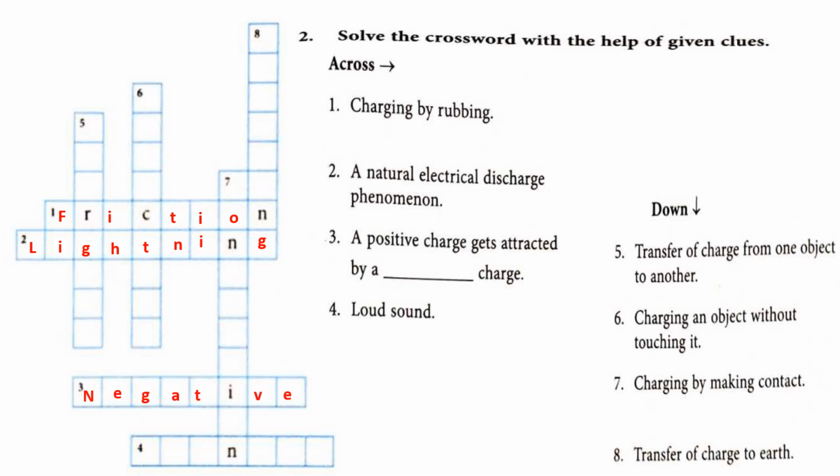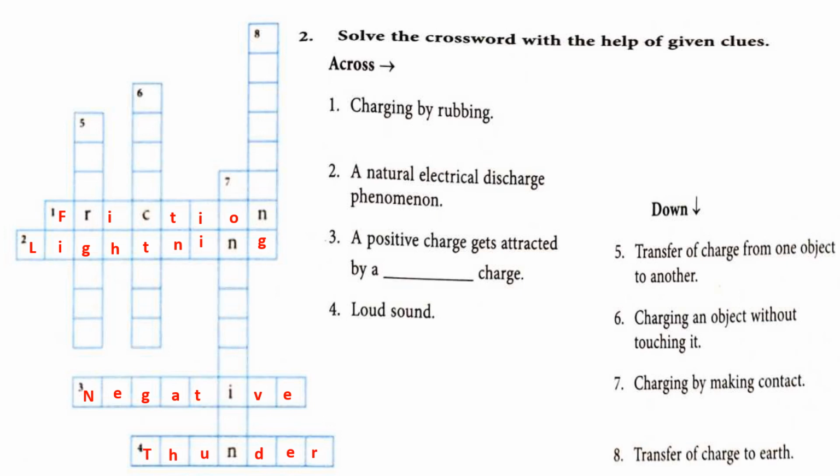Then the fourth one, loud sound. In our lesson, where did we get sound? Yes, we got that sound in thunder. Whenever lightning is produced, along with that thunder is also produced, which is called a loud sound. Here the letter N is already given. So based on that we'll fill in thunder.